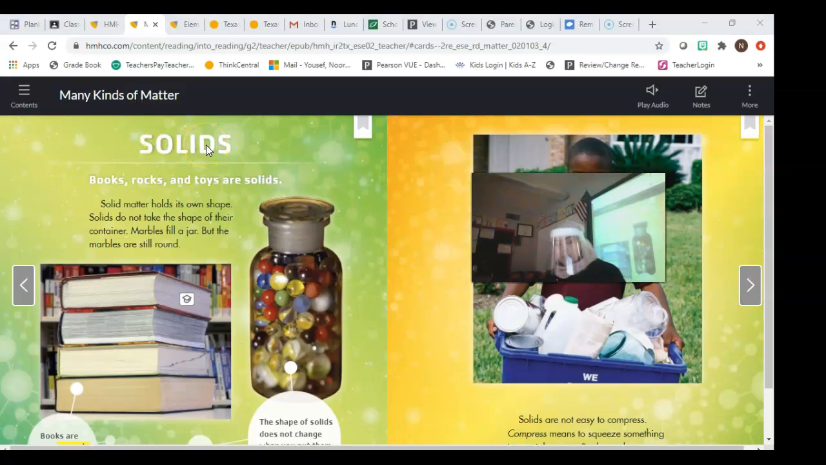Solids. Books, rocks, and toys are solids. Solid matter holds its own shape. Solids do not make the shape of their containers.